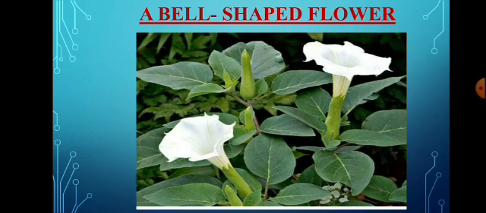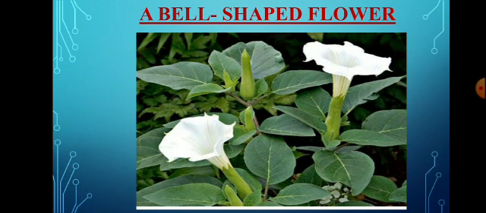Then there is a bell-shaped flower. Some flowers are very small, for example crotons. In crotons there is a little flower. The leaves are very attractive, with many colors in the leaves. The flowers are not attractive; they are very small and tiny. Some plants, for example rose and sunflowers, are very attractive for humans and animals also.